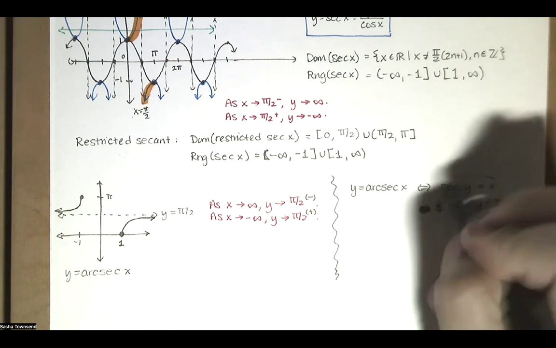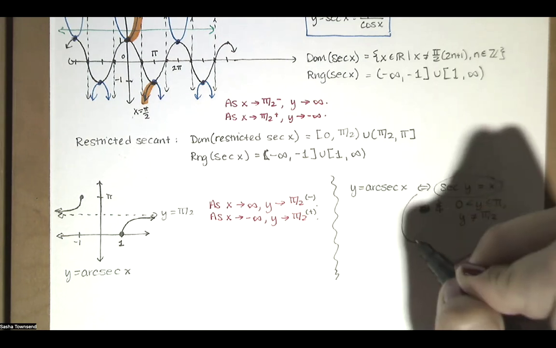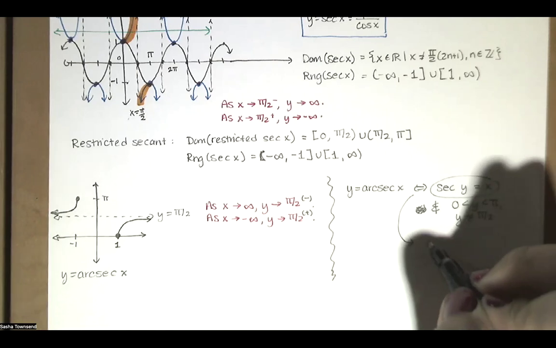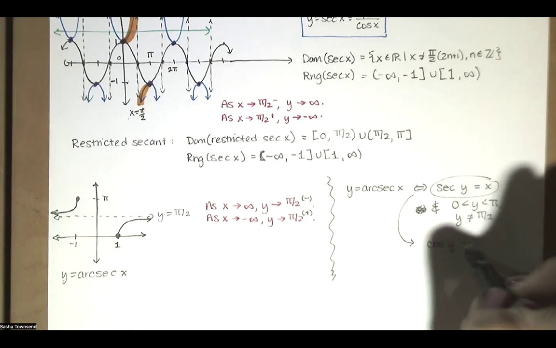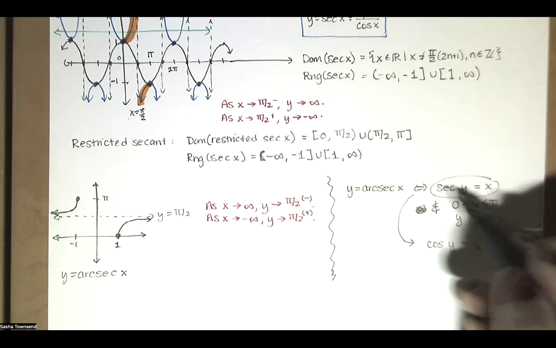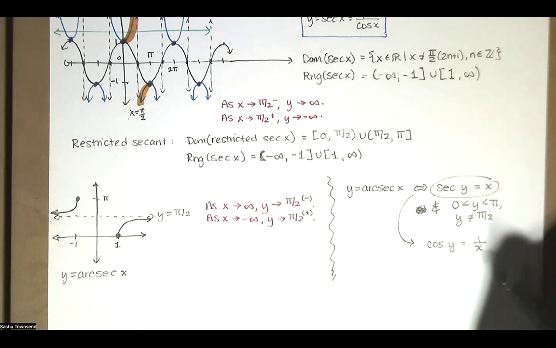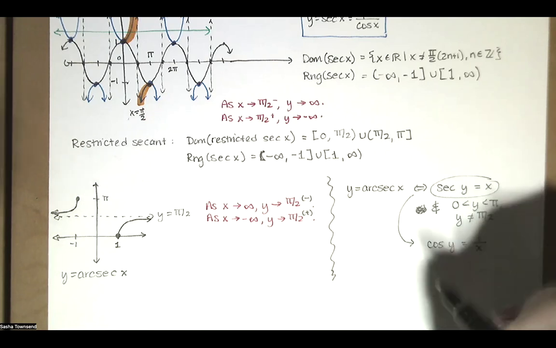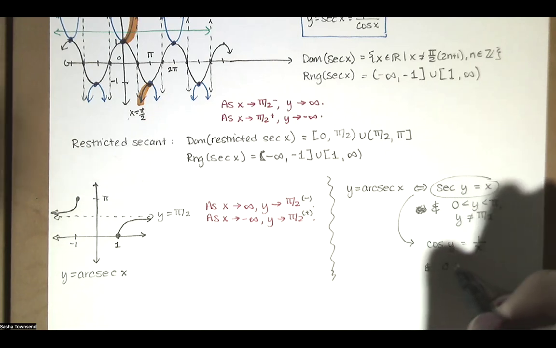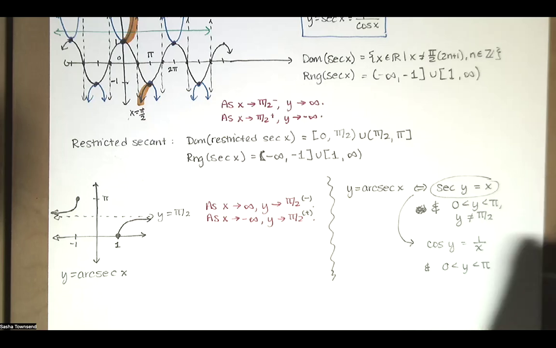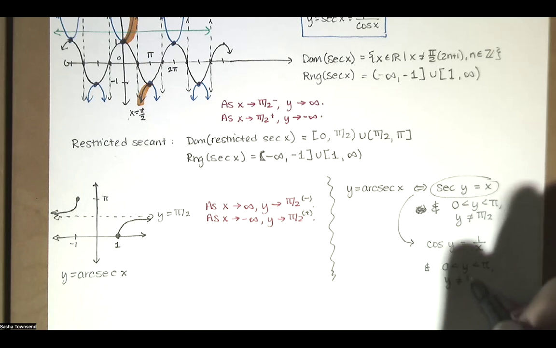But going back to this statement, I don't think in terms of secant, I think in terms of cosine. So I always rewrite that as cosine of y equals 1 divided by x. So taking the reciprocal of the left-hand side and taking the reciprocal of the right-hand side, I get that. So we want cosine of y equals 1 over x, and y is between 0 and pi. y is not equal to pi over 2.